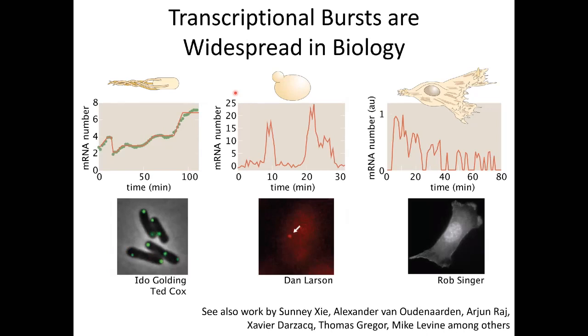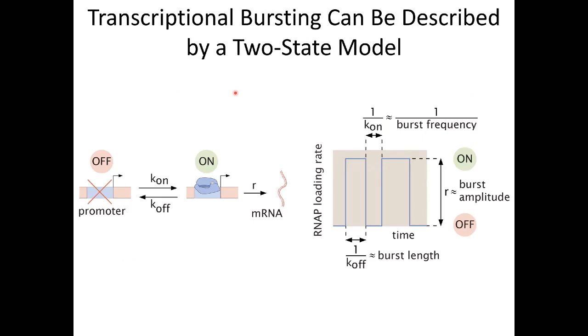And people have seen them, as you know very well. People have seen them all over the place in bacteria, in yeast, in mammalian cells. They seem to be the rule rather than the exception in biology. And the simplest theoretical model onto which you can project this sort of data is the so-called two-state model, where we're going to posit that the promoter can exist in two states, on and off, and can switch stochastically between those states. And only when in the on state, it can produce RNA at a given rate. So if you can measure the rate of polymerase loading, you could measure the burst length, burst frequency, and burst amplitude that is determined by the model parameters.